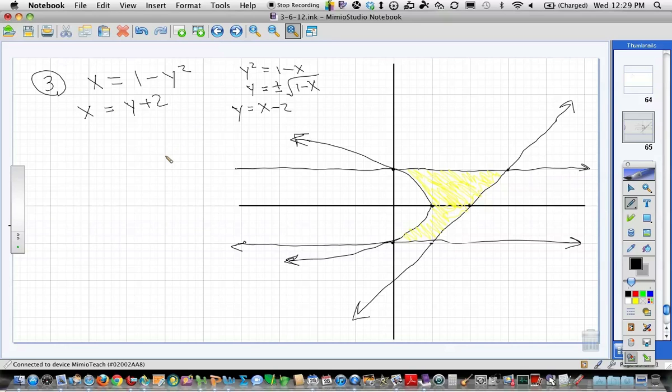All right, now, horizontal strips would work best because if I put a horizontal strip in here it's going to touch the line on the right side all the time, and it's going to touch the parabola on the left side all the time.